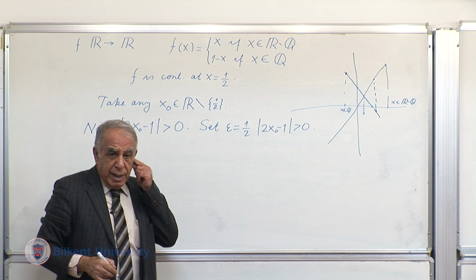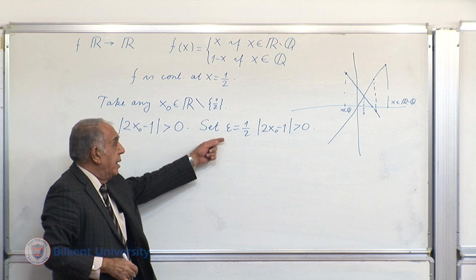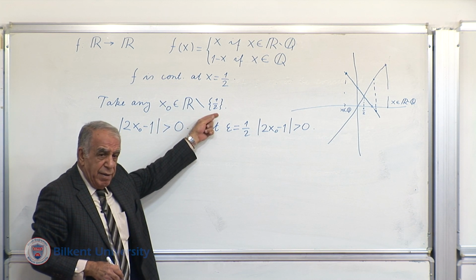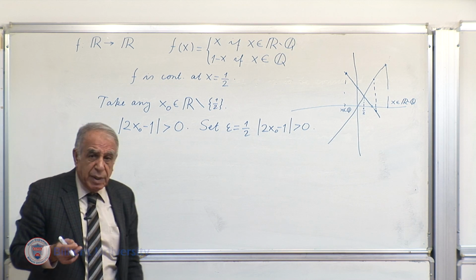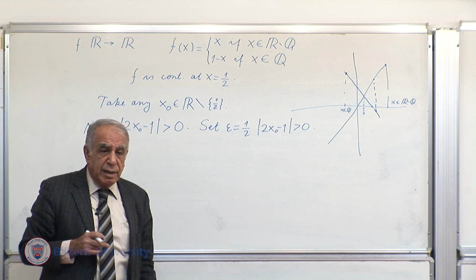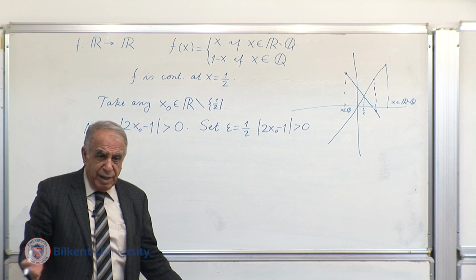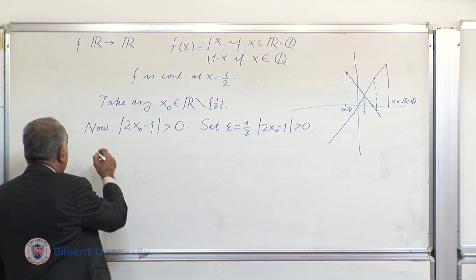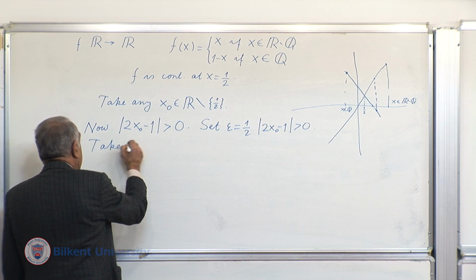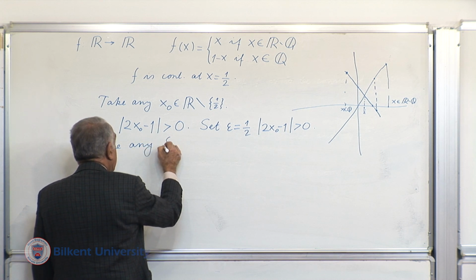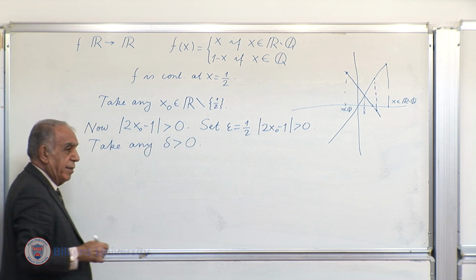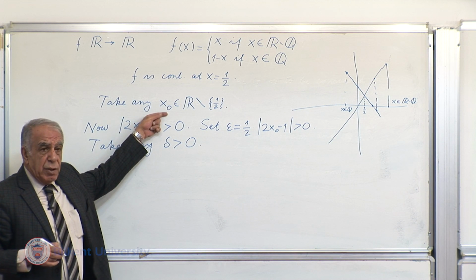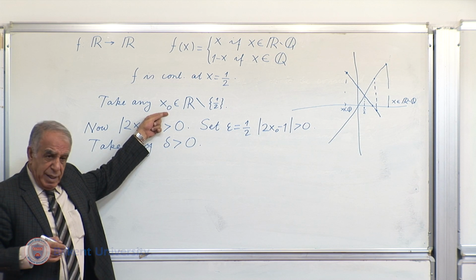The claim now is that no matter what x0 is, so long as it's different than 1/2, and no matter what delta we take, the condition of continuity at x0 will not be satisfied. That's what we'll show, okay? But, okay, take any delta positive. But we need to distinguish between the two cases where x0 is irrational and when it is rational.